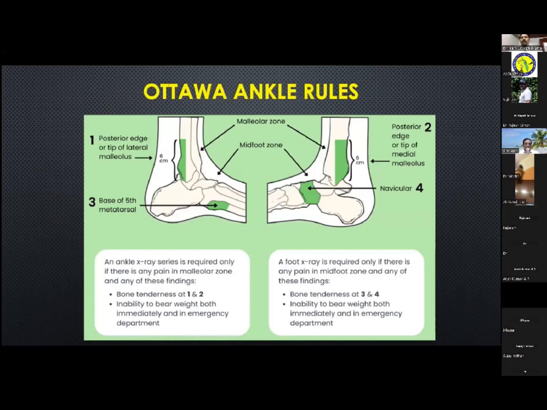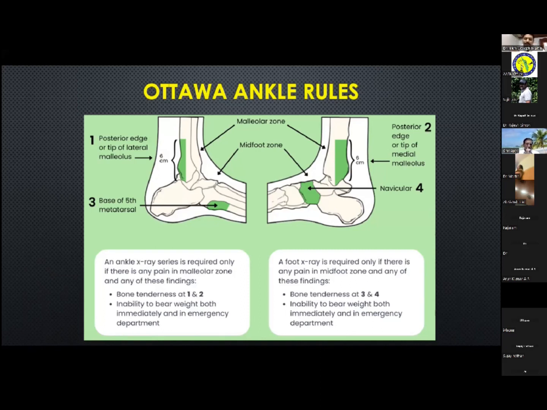So the Ottawa ankle rules: after any injury, there are 5 points. Point 1 is pain on the lateral side, 6 centimeters from the tip of the lateral malleolus. 2, 6 centimeters from the tip of the medial malleolus. 3, base of the 5th metatarsal. 4th, the navicular.